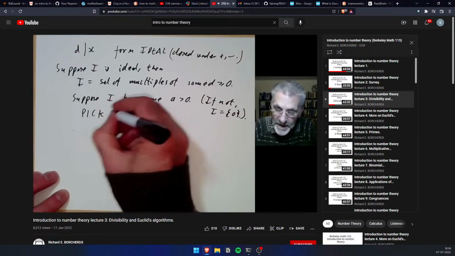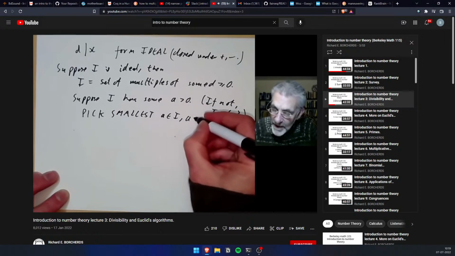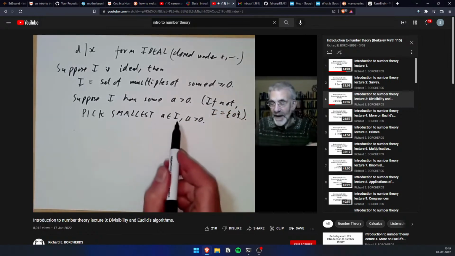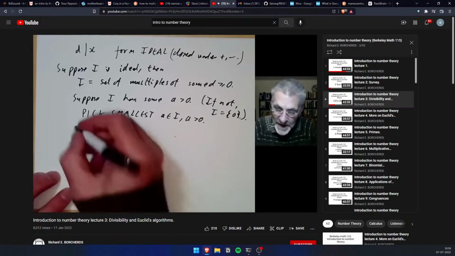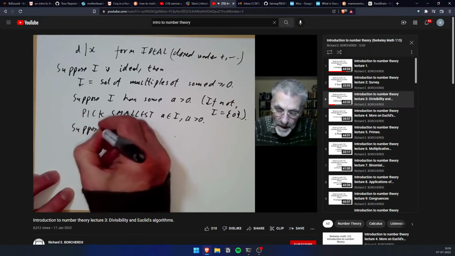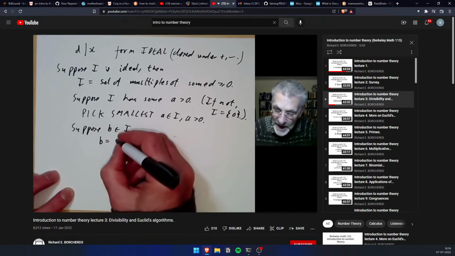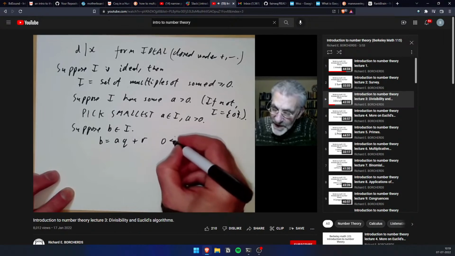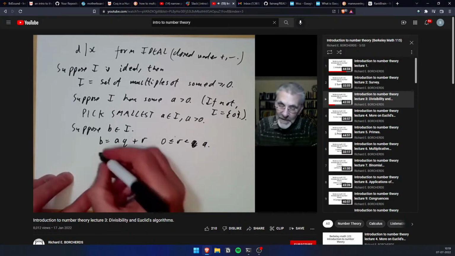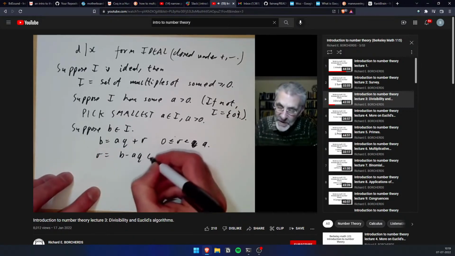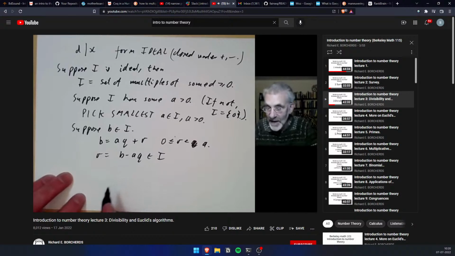And we pick the smallest a in I with a greater than 0. And there must be a smallest integer, because if you've got any non-empty set of positive integers, it must have a smallest element. Now suppose b is in I. What we do now is we write b is equal to a times q plus r, with 0 less than r less than a. And now we notice that r, which is equal to b minus aq, is also in I, because I is closed under addition and subtraction. We can get this from a and b by subtraction.